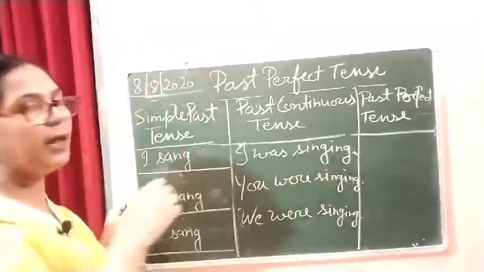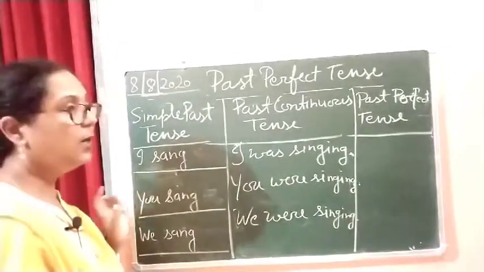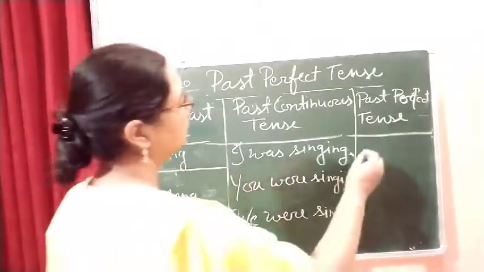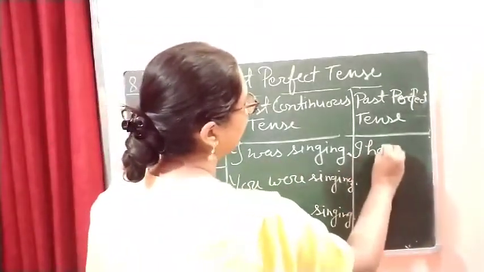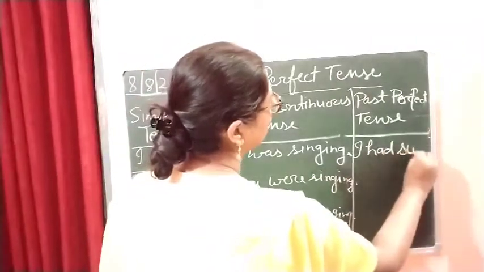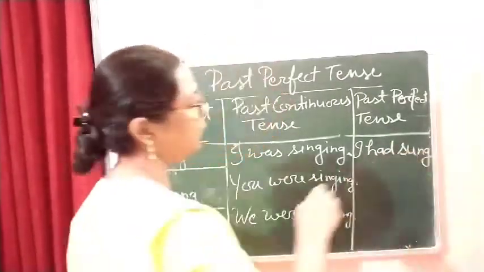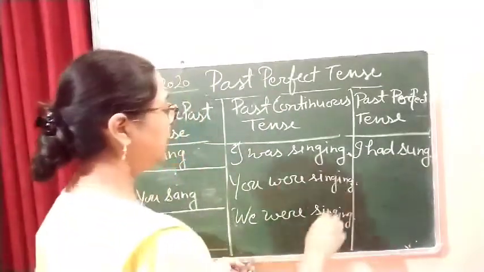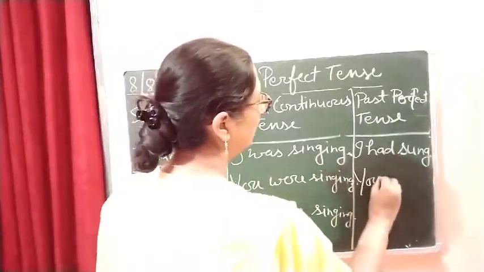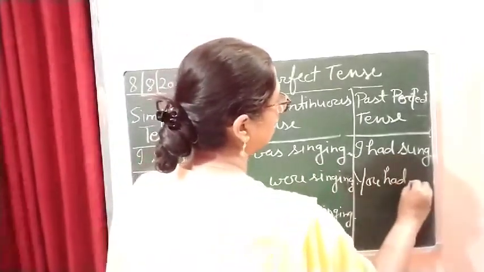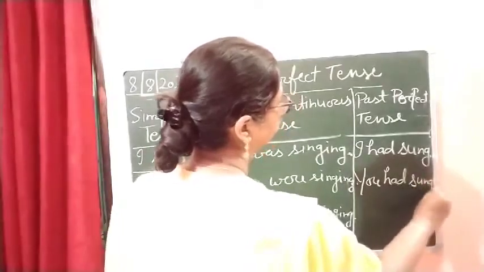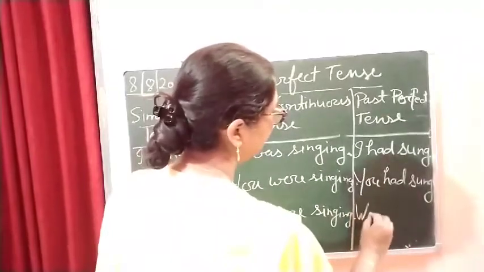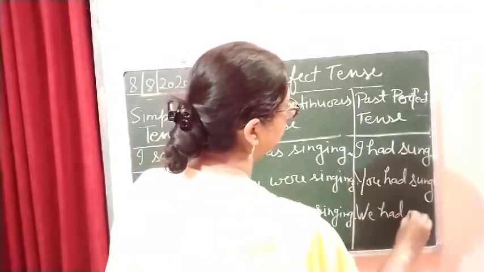Now we are going to make these sentences in past perfect tense. How are we going to write it? I had sung. As you all know, we are supposed to use the past participle over here. And now you were singing: you had sung. And again we were singing: we had sung.